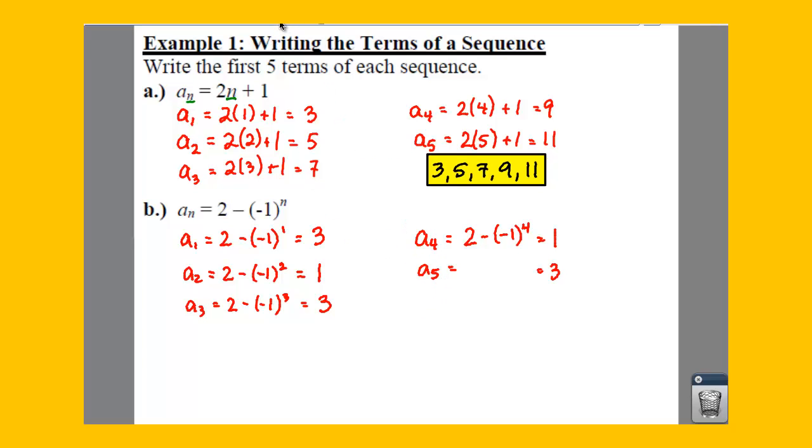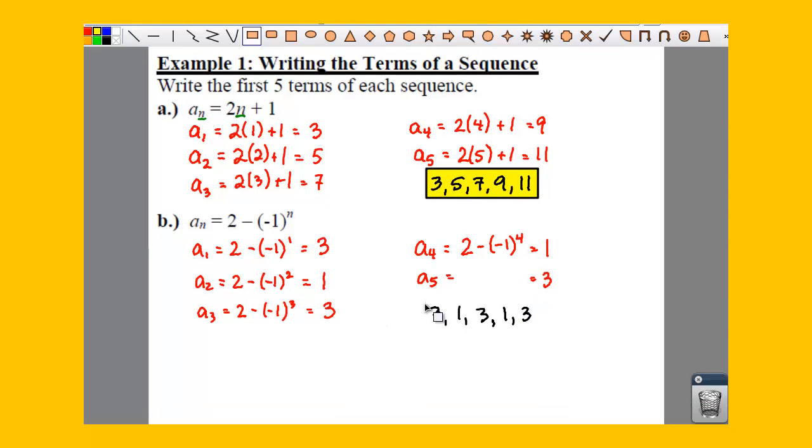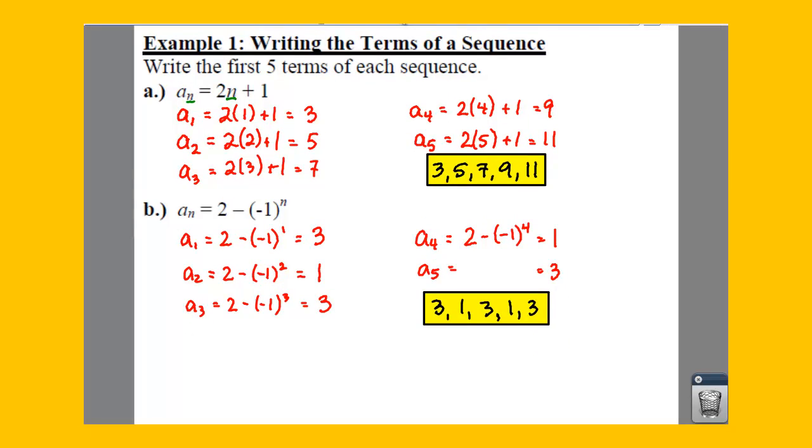So if you notice your pattern, you can almost kind of, I hate to say this, but skip some of your work as you're going through here. So your sequence is 3, 1, 3, 1, 3. That is your sequence, or your 5 terms of your second sequence. Booyah!